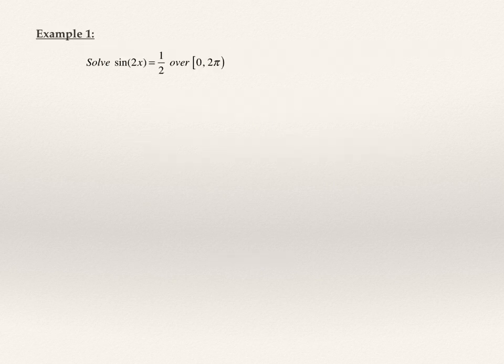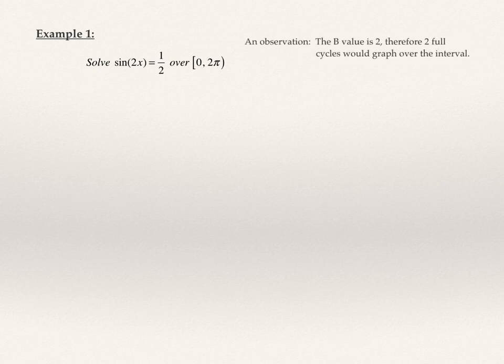So here's example 1. How am I going to solve sine of 2x equals 1/2 over the interval 0 to 2 pi? If I take a quick observation here, I can see that the b value is 2. Therefore, there are 2 full cycles we would graph over the interval 0 to 2 pi. So I find this a little hard to do, so what I'm going to do is make the problem a little more familiar. I'm going to let theta equal 2x. Then if I replace 2x with theta, I get sine of theta equals 1/2, and I know that from my knowledge of the unit circle.